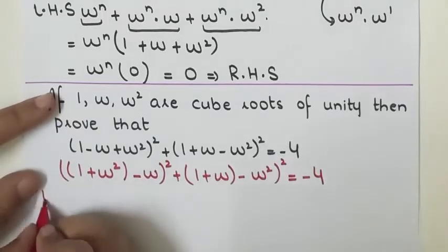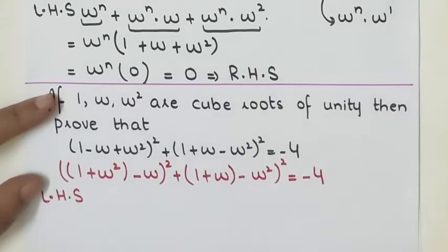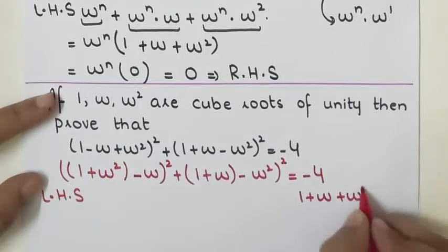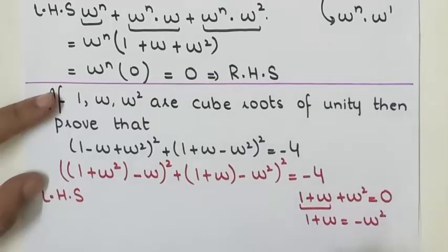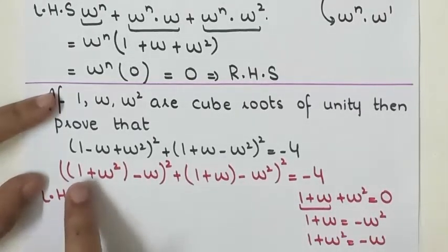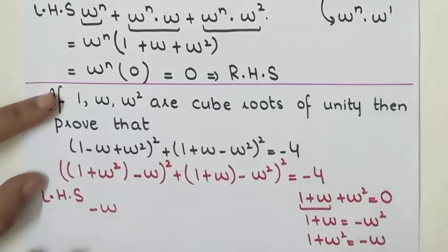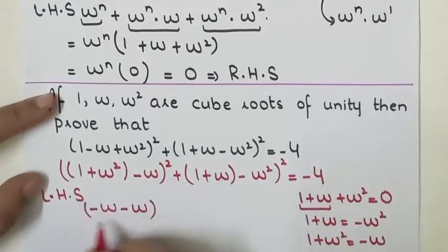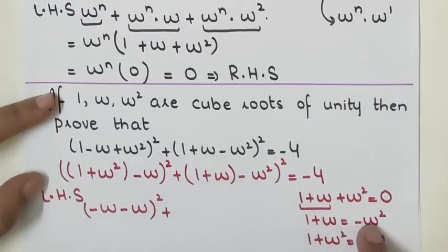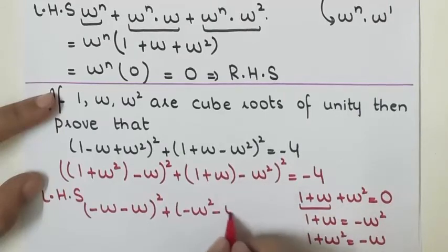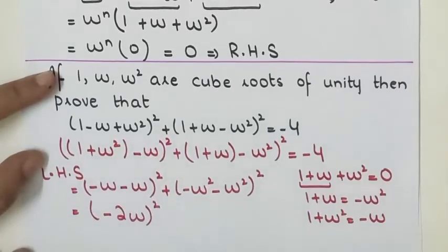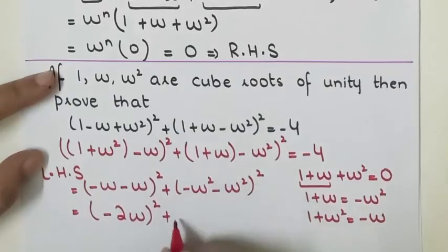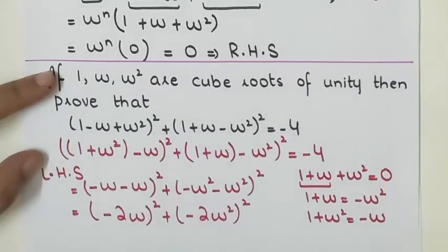Right? So first we will take the left hand side. As we know that 1 + ω + ω² is equal to 0, it means 1 + ω is equal to −ω², and 1 + ω² is equal to −ω. So here we have 1 + ω², which means −ω, so (−ω − ω)² plus 1 + ω, which means −ω², so (−ω² − ω²)². That is (−2ω)² + (−2ω²)².